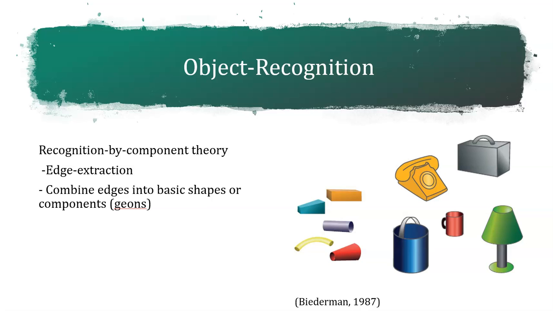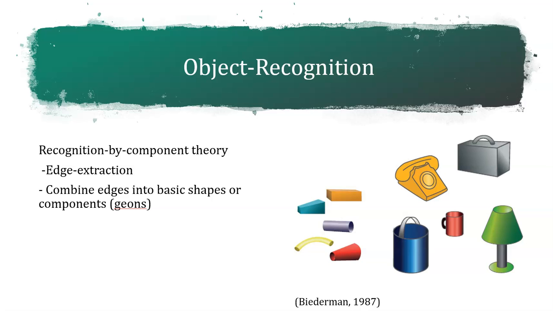The next step is to decide which edges belong together and which do not. This is done by trying to combine edges into basic shapes or components known as geons. Examples of geons are blocks, cylinders, spheres, arcs, and wedges.